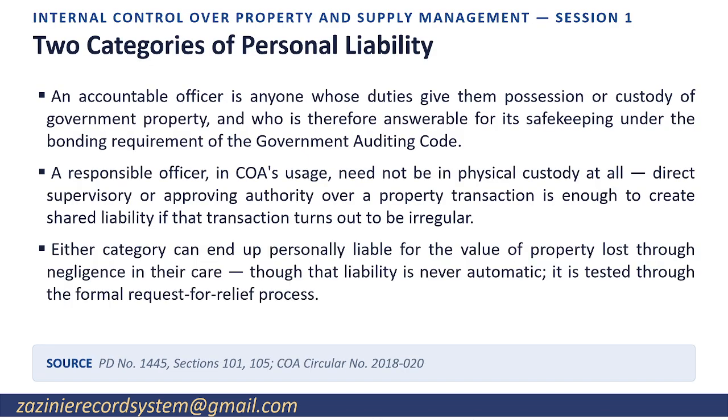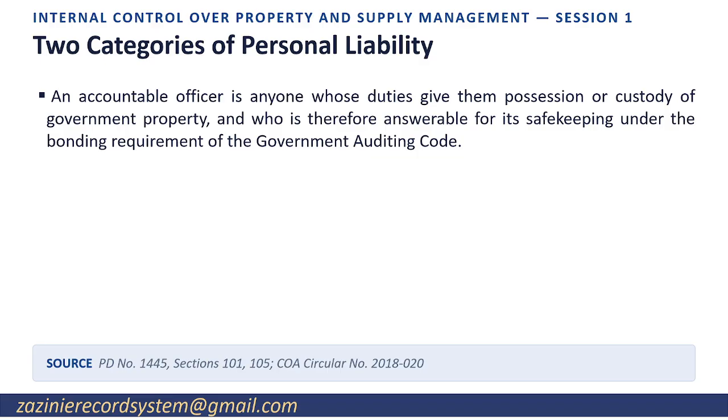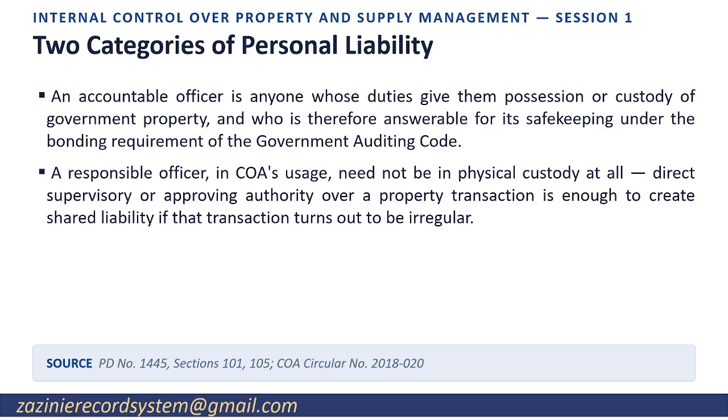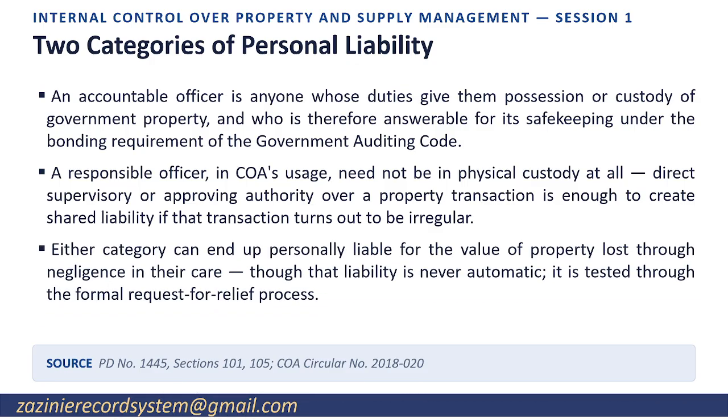An accountable officer is anyone whose duties give them possession or custody of government property, and who is therefore answerable for its safekeeping under the bonding requirement of the Government Auditing Code. A responsible officer, in Commission on Audit usage, need not be in physical custody at all. Direct supervisory or approving authority over a property transaction is enough to create shared liability if that transaction turns out to be irregular. Either category can end up personally liable for the value of property lost through negligence in their care, though that liability is never automatic. It is tested through the formal request for relief process.